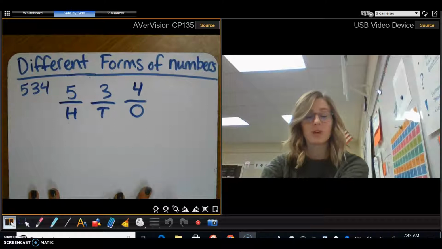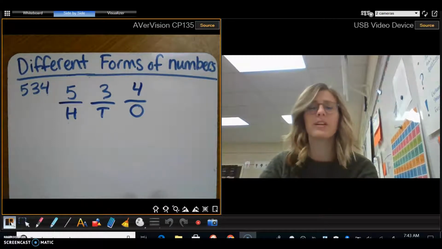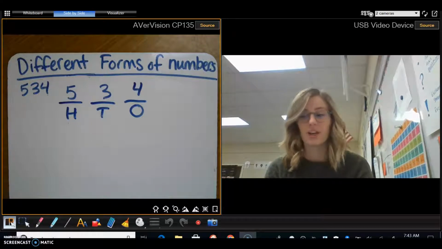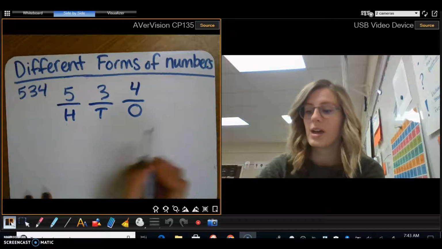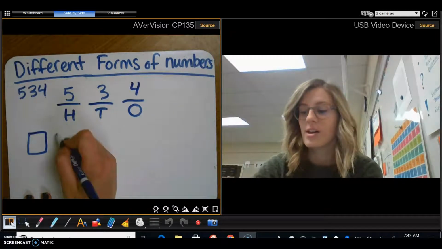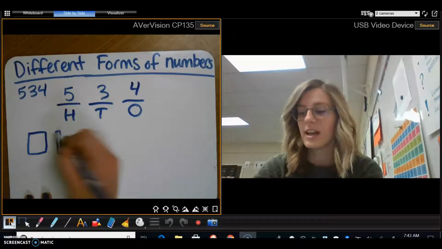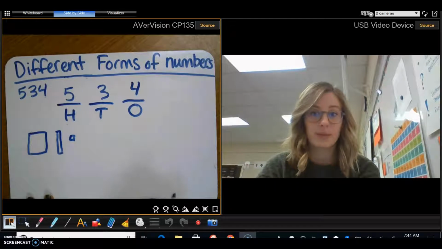And something that goes right along with our place value is our base 10 blocks. We've been using these a ton. You guys have done an awesome job with them. So our base 10 blocks, we have our hundreds blocks, our tens sticks, and our ones cubes. So we can draw a picture using our base 10 blocks, right?